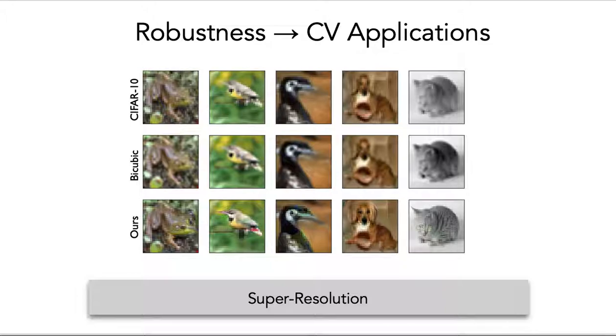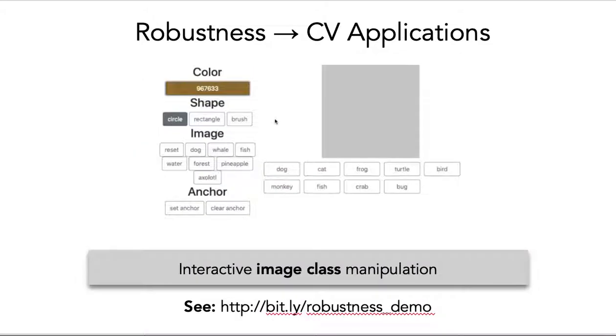You can also do these cool things where you morph one class into the other. You can either take a sketch and make it more photorealistic, or you can morph a dog into an ape. You can morph a pineapple into some animal.